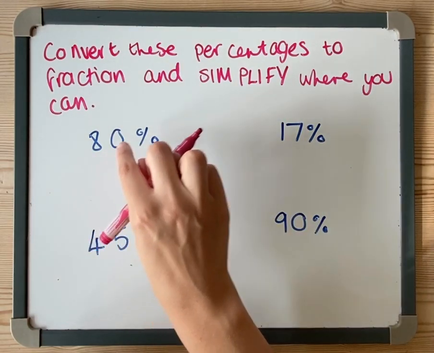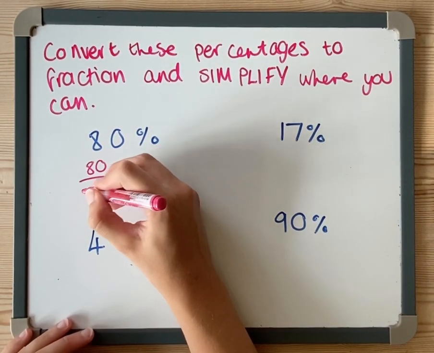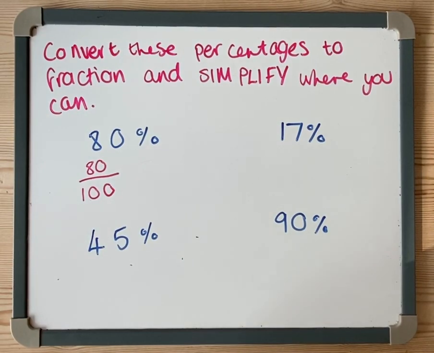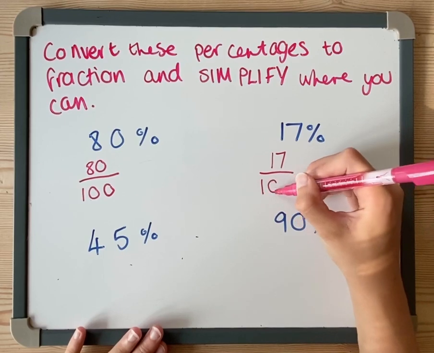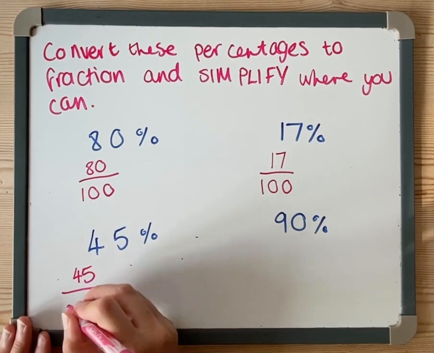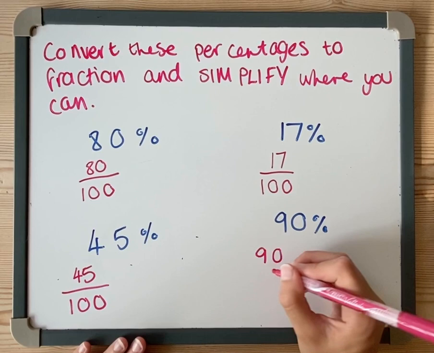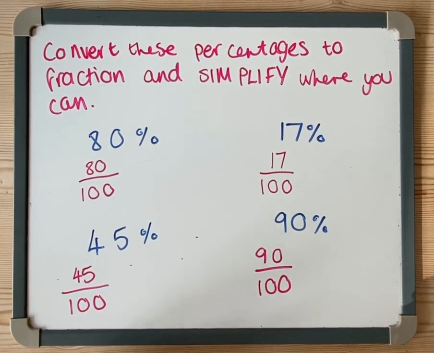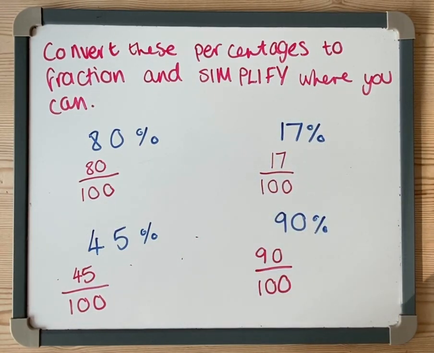So this is a fraction, 80%. Remember, percent means out of 100, so that is 80 out of 100. Nice and easy. 17%, so that's 17 out of 100. 45%, percent means out of 100, 45 out of 100. 90%, that's 90 out of 100. So that bit is fairly straightforward because actually we've made them all into fractions. The next bit is the key bit. We've got to simplify where possible, and that is to make our fractions smaller.